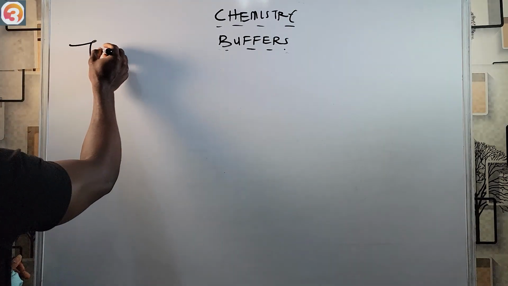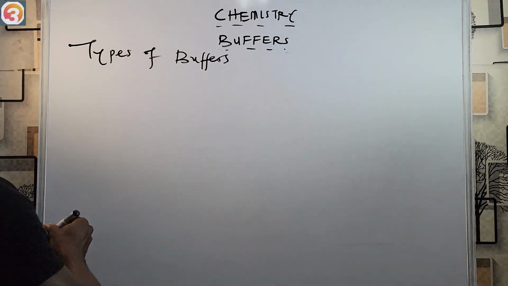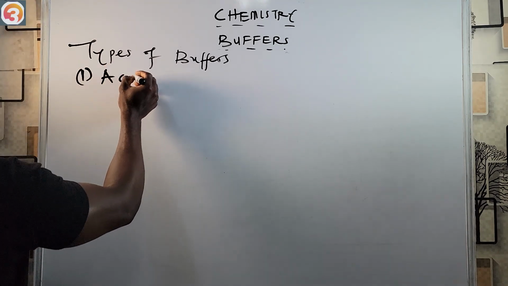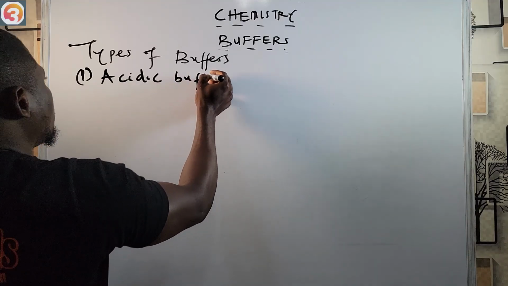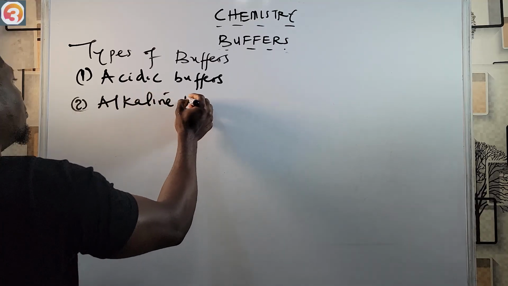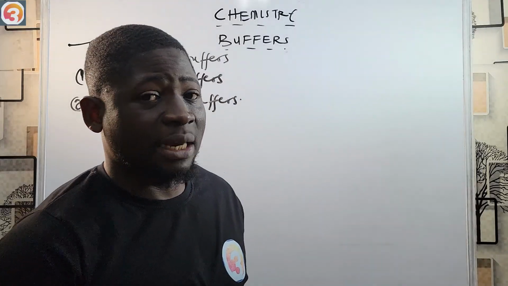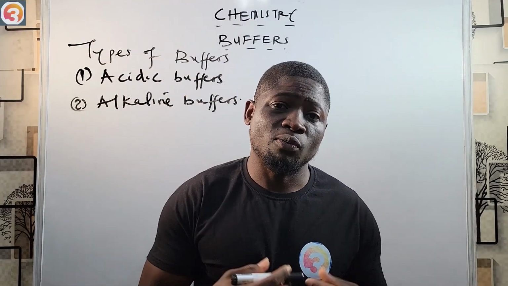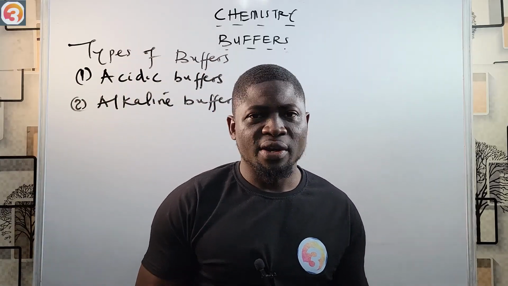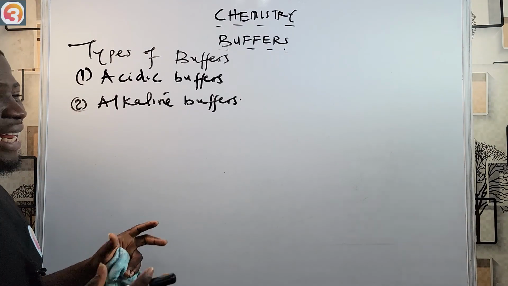Types of buffers. All right. So number one, like I said, we have acidic buffers. And then number two, alkaline buffers. Questions on buffers come out a lot in JAMB chemistry, right? The examiner tests you on buffers and your understanding of how acids and bases are added to solutions. So please make sure you take advantage of this to learn it once and for all.